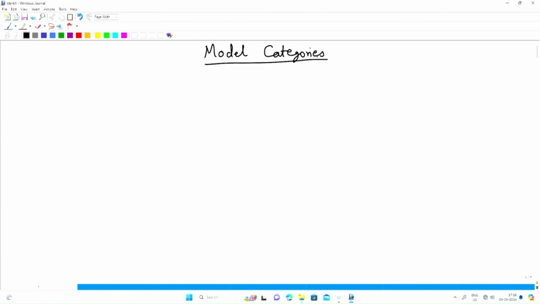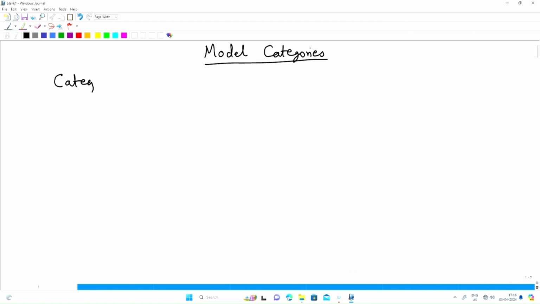So what are model categories? Now here actually the thing that it is a model of is suppressed. So model categories are known as the categories of models of homotopy theory. Okay, so categories of models of homotopy theory.